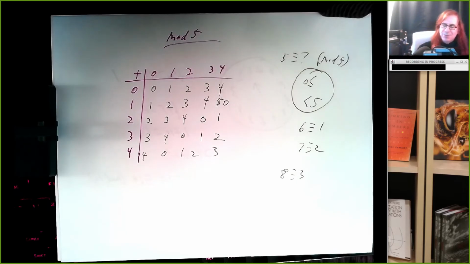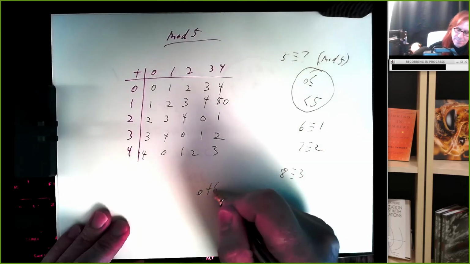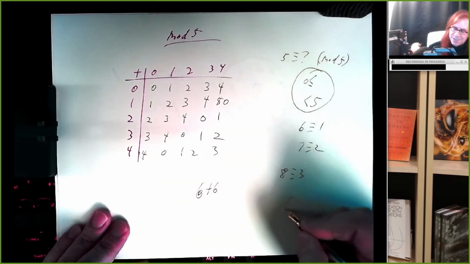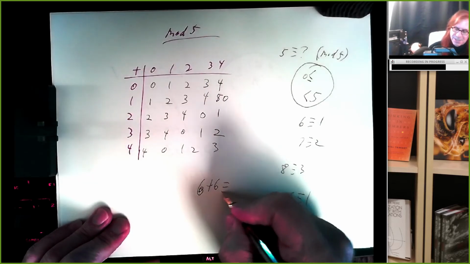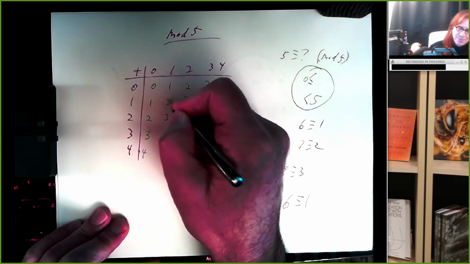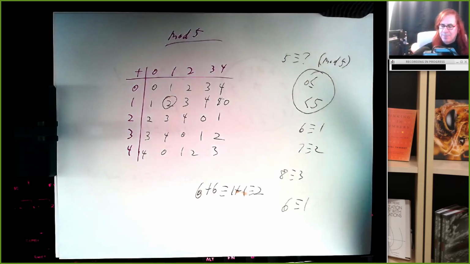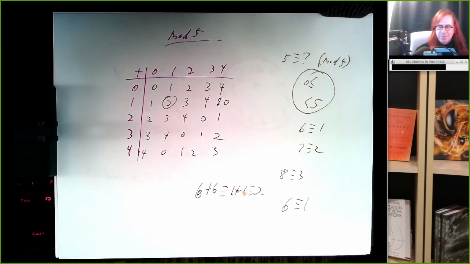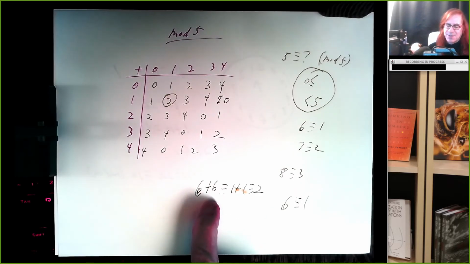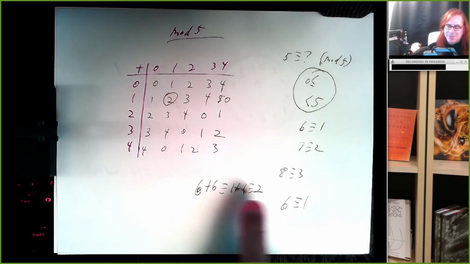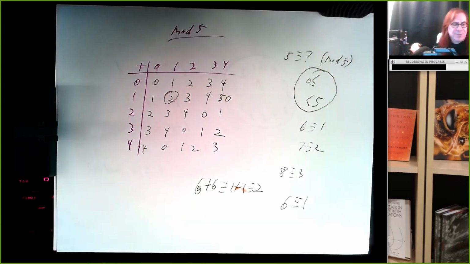You don't need to know what 6 plus 6 is, because 6 is congruent to 1. So 6 plus 6 is congruent to 1 plus 1, and 1 plus 1 is 2. And if I do the hard work of doing 6 plus 6 and I get 12, I can easily see 12 is congruent to 2 mod 5. Because 12 minus 2 is 10. It's a multiple of 5.